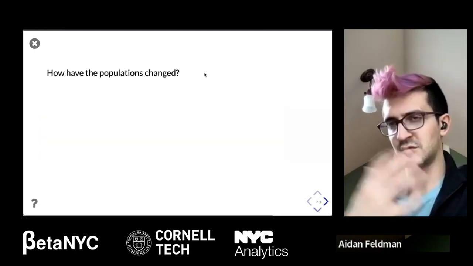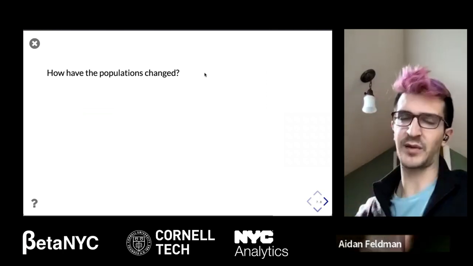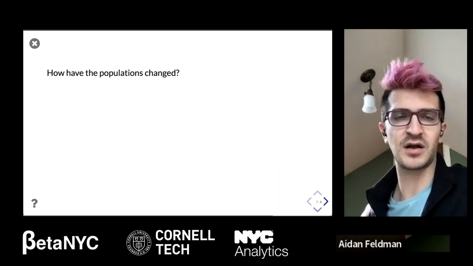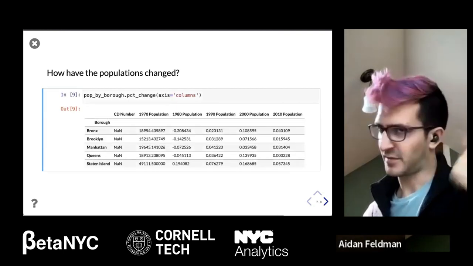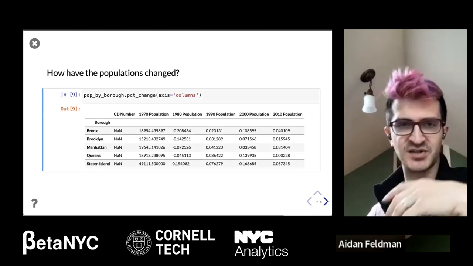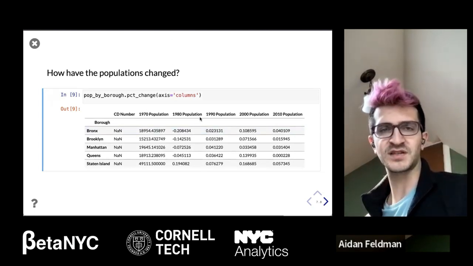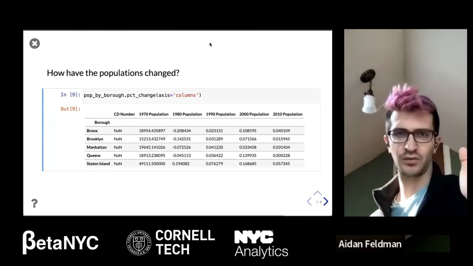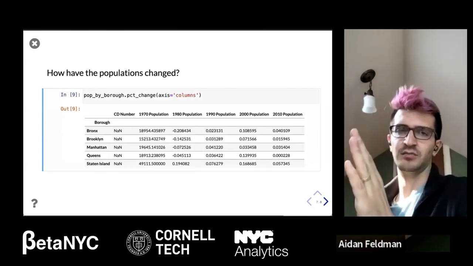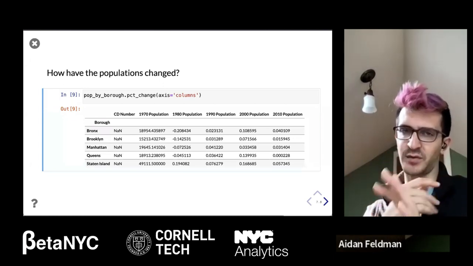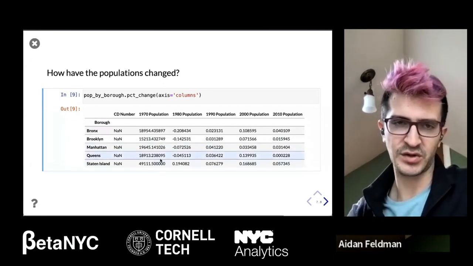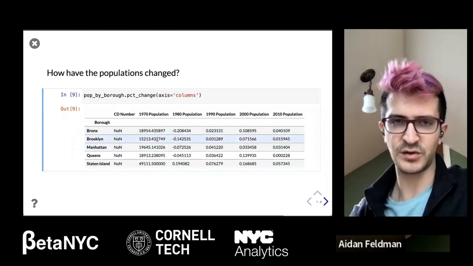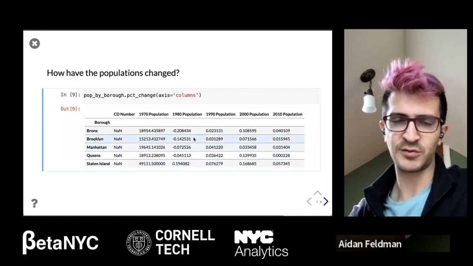Okay, so another calculation we might want to do is how the populations change over time. Again, we're not doing a huge amount of data here, but you can imagine if you had a lot more rows. Here, another helpful built-in function is percent change. So we tell it to move across the columns. What it's going to do is go from left to right, and for each column, compute the difference from the previous one. The 1970 column you can ignore, because it's just looking relative to the community district number, which doesn't really make sense. So we're just looking from 1980.